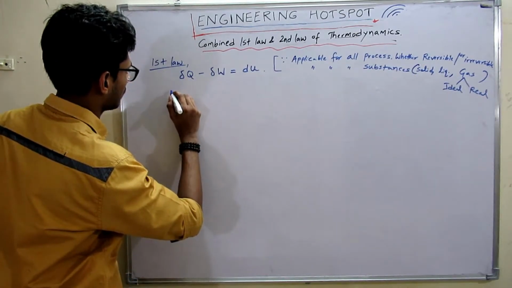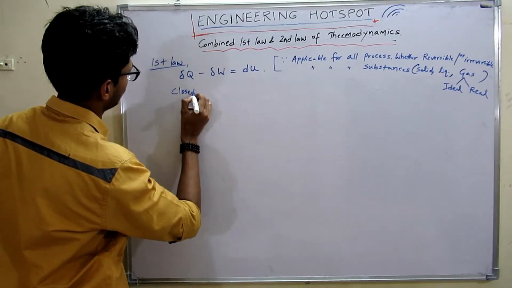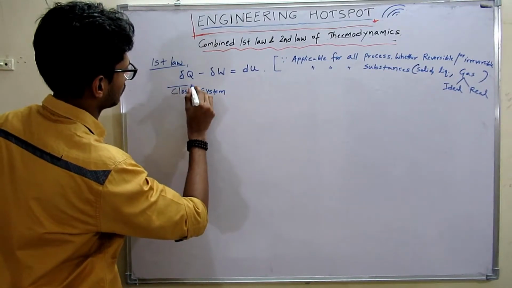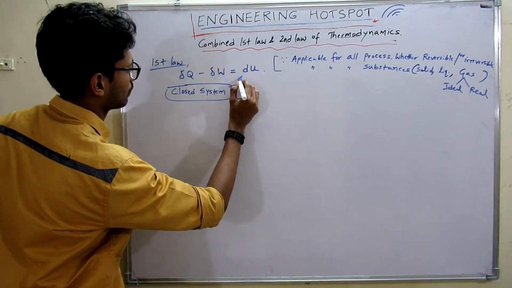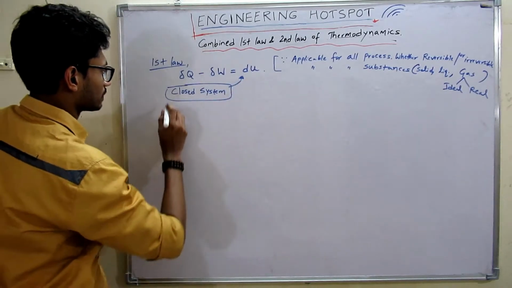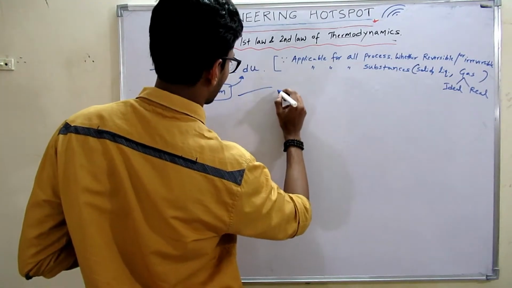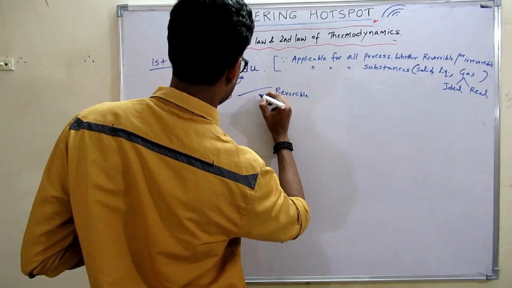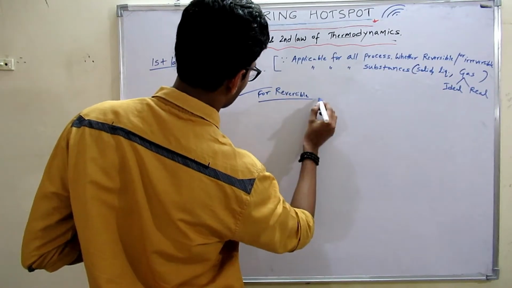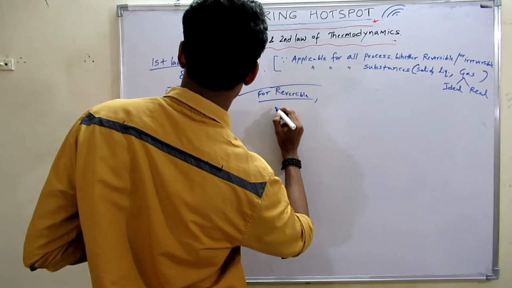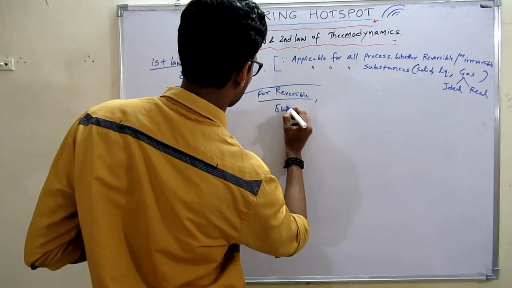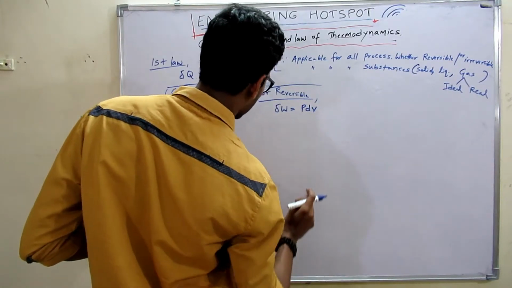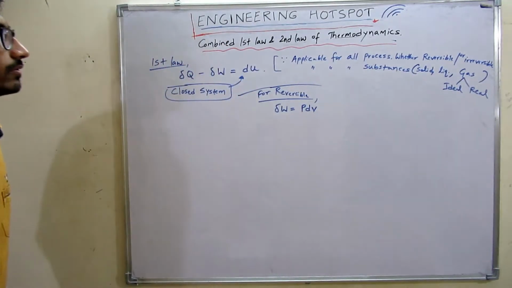But if we write for closed system, this expression is for closed system. Now, if we take the process to be reversible, then delta W you can write as PdV.